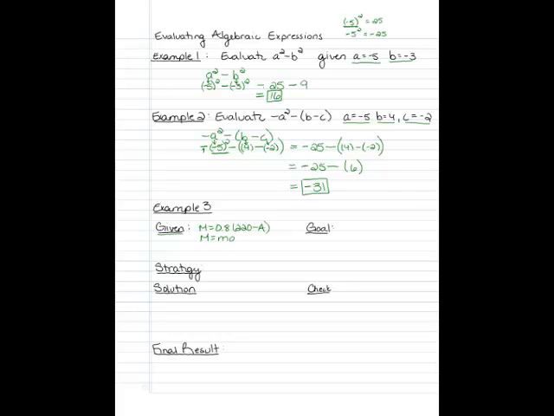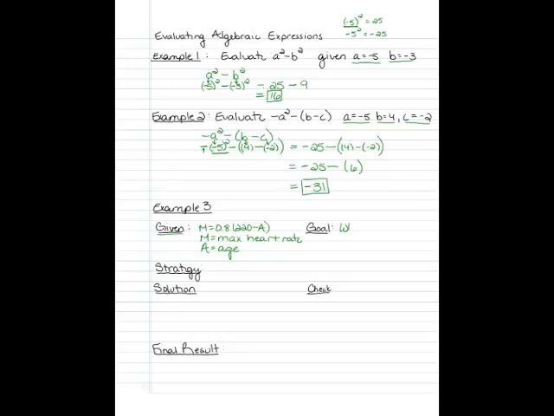M is the maximum heart rate, and A is the person's age. You really want to make sure you keep straight what the letters represent. Now, after you've identified the given information, you need to know what the goal of the problem is. A lot of times the goal of the problem will be the question that is asked.